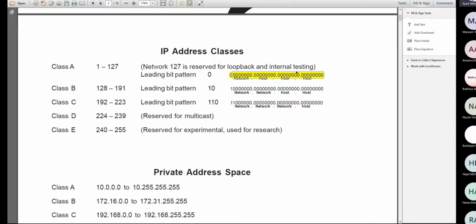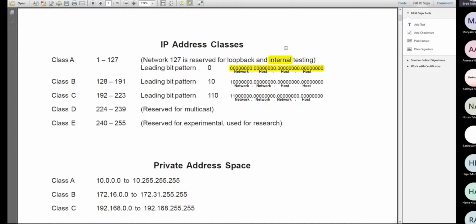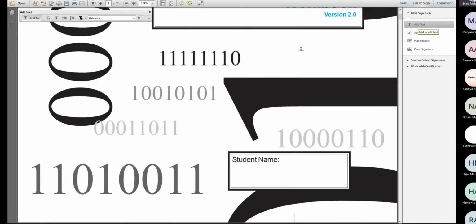So here, just let me do it now. I cannot write. I don't know. Do you know how we add text?